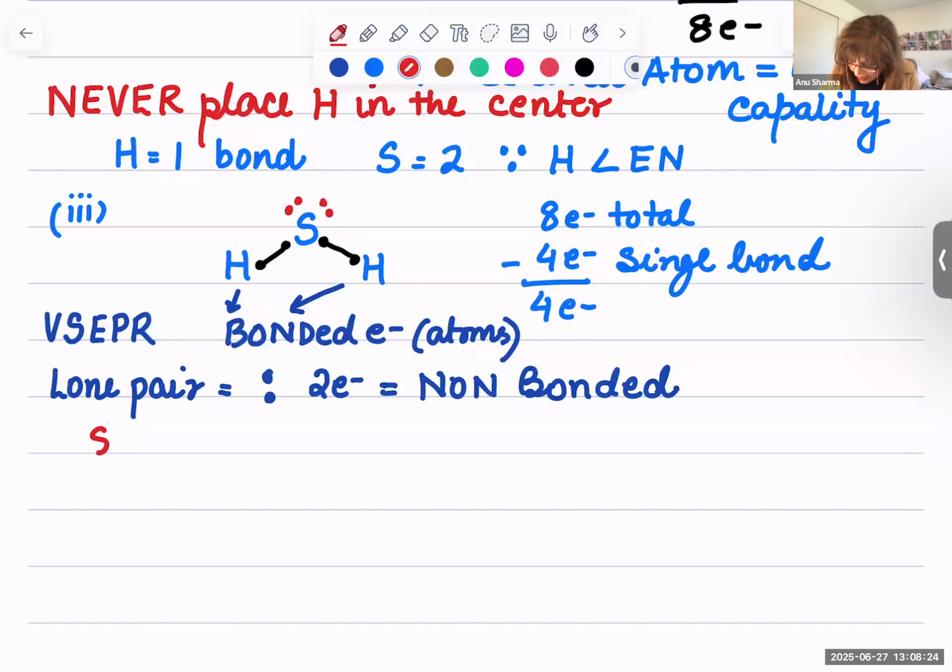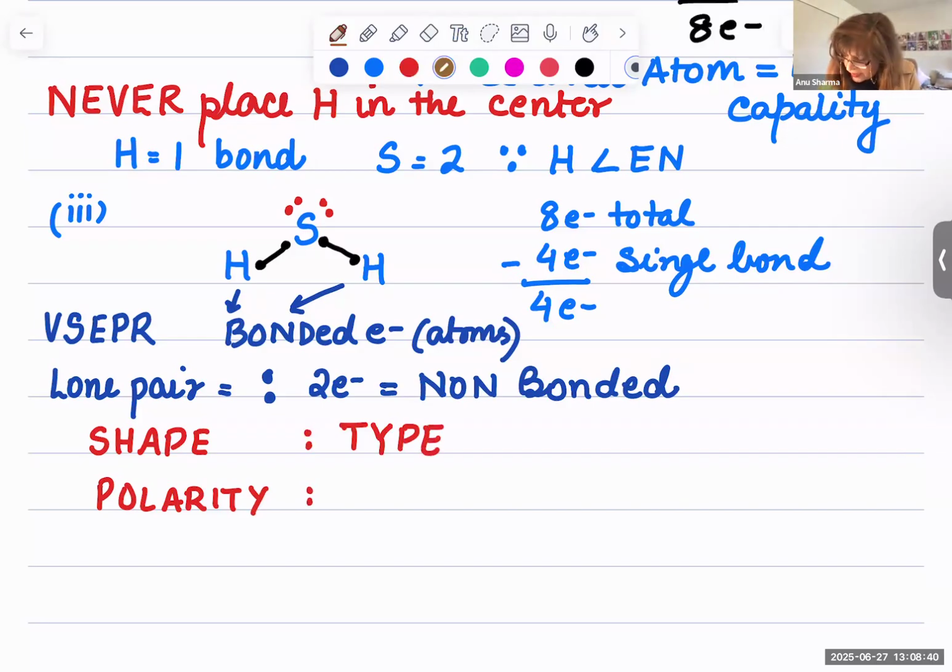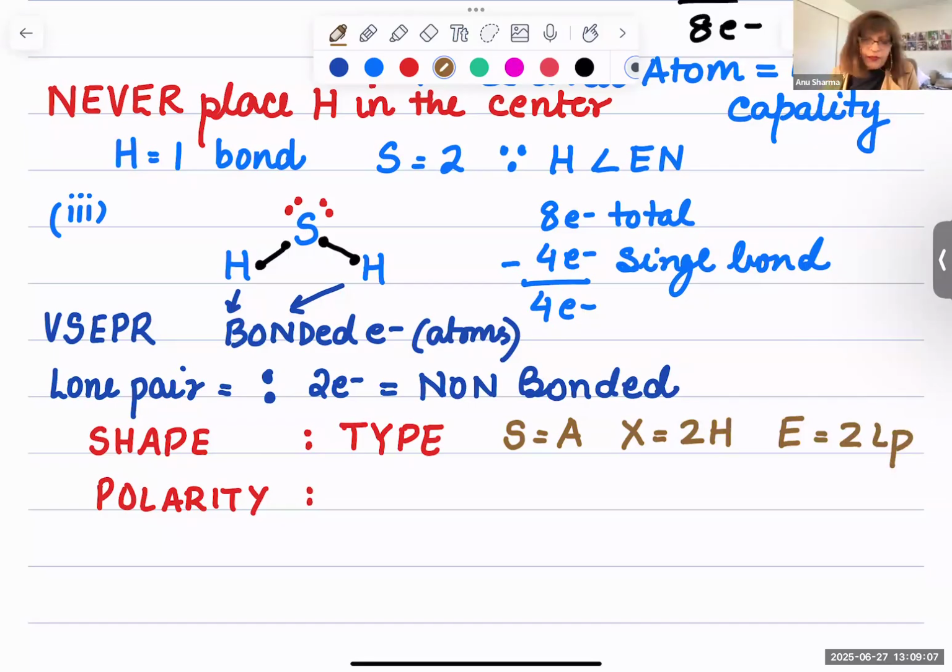Now let's look at the shape and the polarity, both of them. Very easy now. Number 1 is the shape. For the shape, you're going to look at the type. Sulfur is A because it's the central atom, and the 2 hydrogens are X. So it's the AXE type of terminology. X is 2 hydrogens, and then there are 2 lone pairs, LP. So this becomes AX2E2.